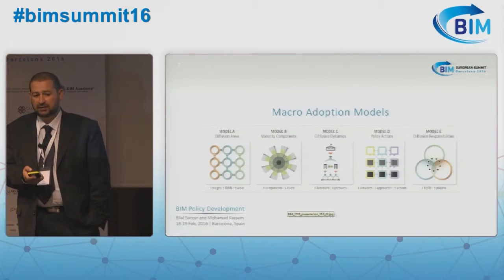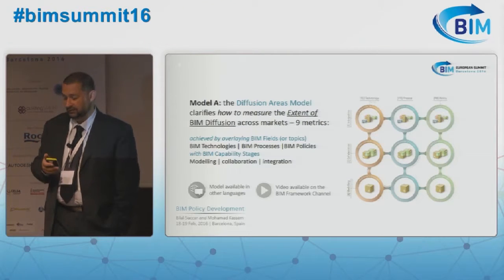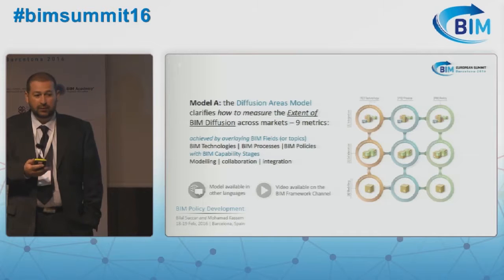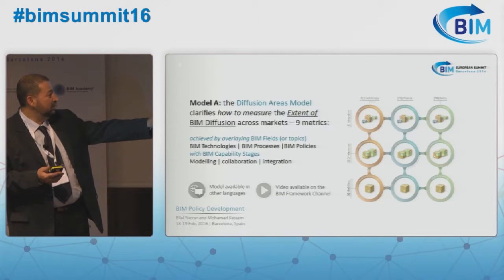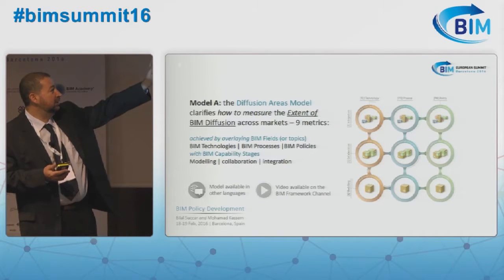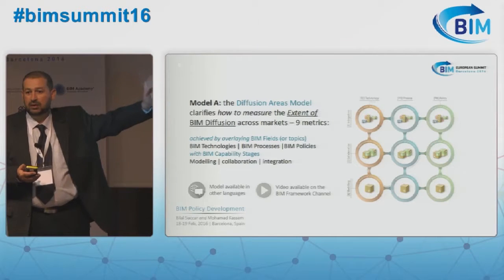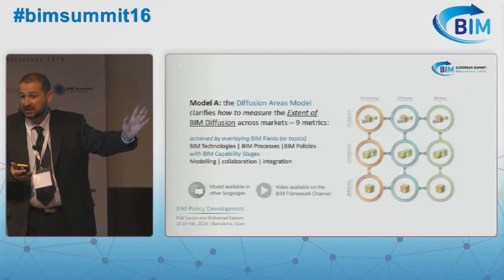So there are 5 of these models. I'm going to briefly explain these 5 and then give the mic to Muhammad. The first one, we call it the diffusion areas model. And I don't know if you remember from the previous presentation, we discussed modeling, collaboration, and integration. Remember that? Okay, now this is mapped against another 3 topics: technologies, processes, and policies.